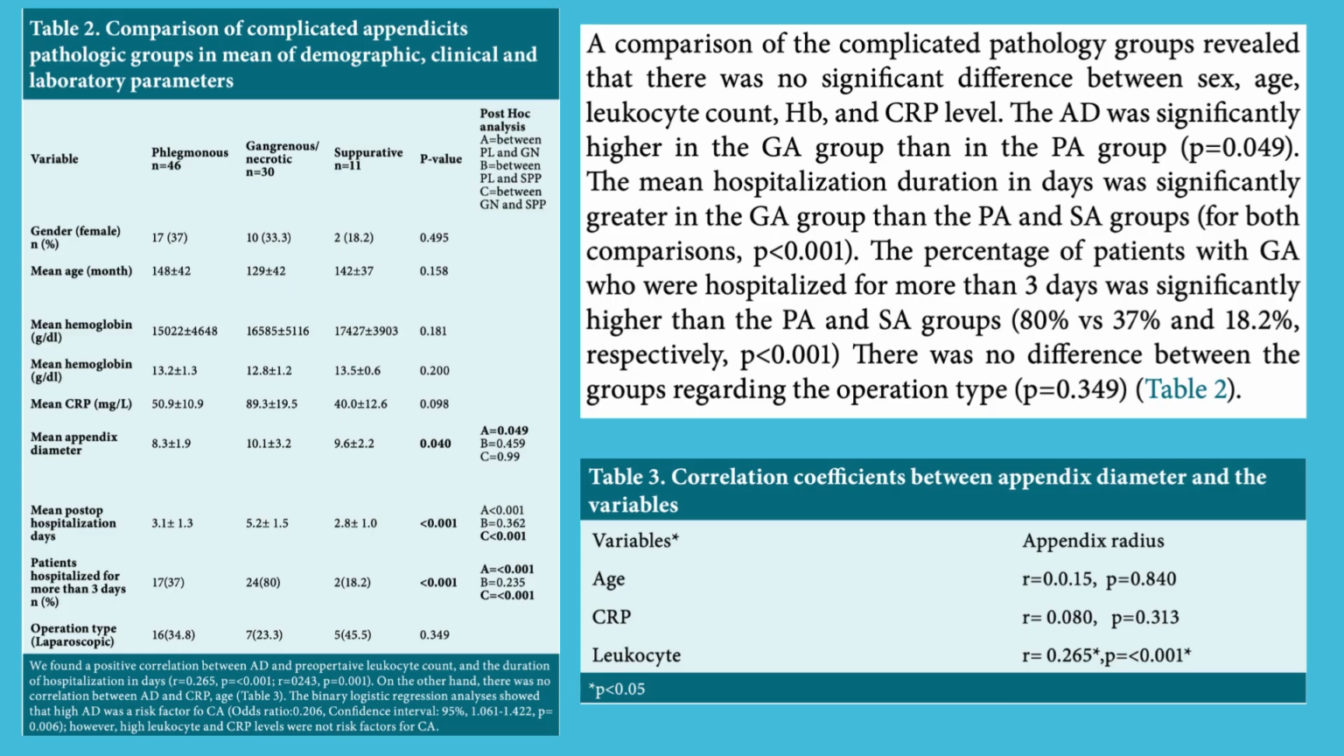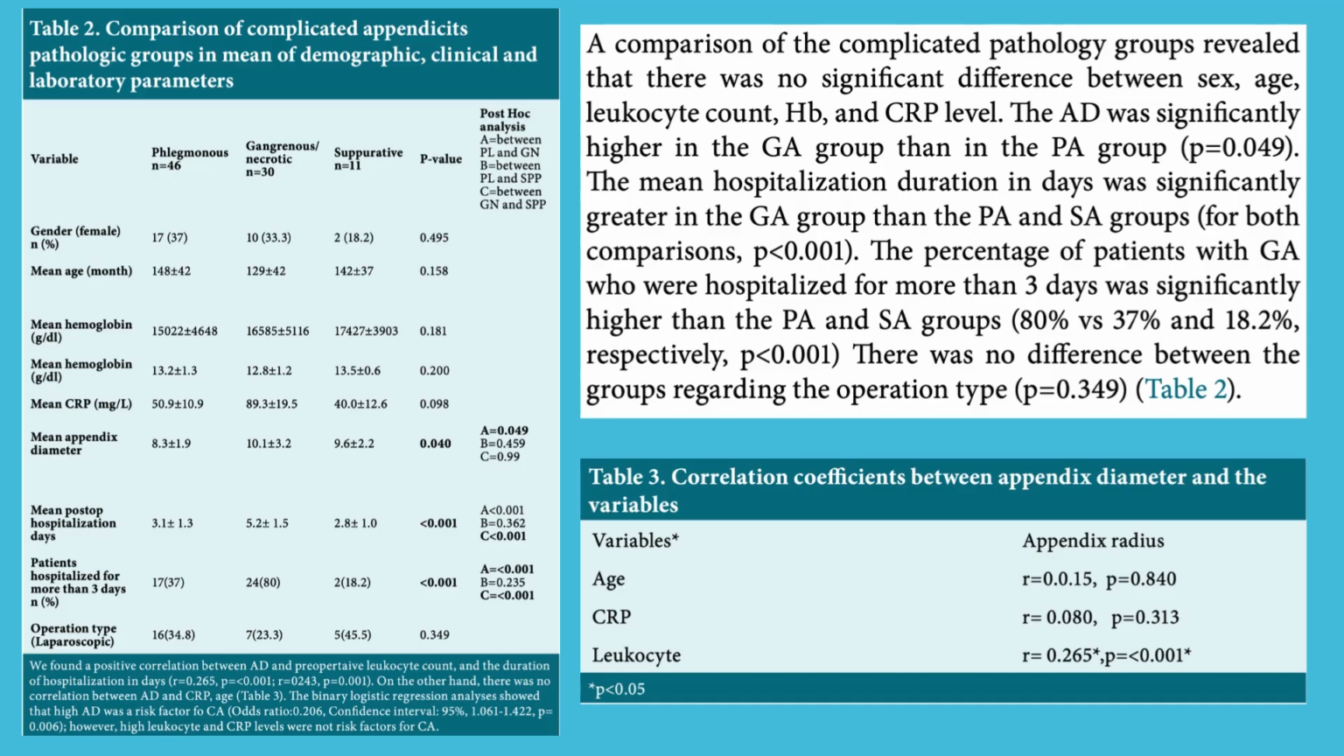A comparison of the complicated pathology groups revealed that there was no significant difference between sex, age, leukocyte count, HB, and CRP level. The AD was significantly higher in the GA group than in the PA group, P equals 0.049. The mean hospitalization duration in days was significantly greater in the GA group than the PA and SA groups. For both comparisons, P less than 0.001.